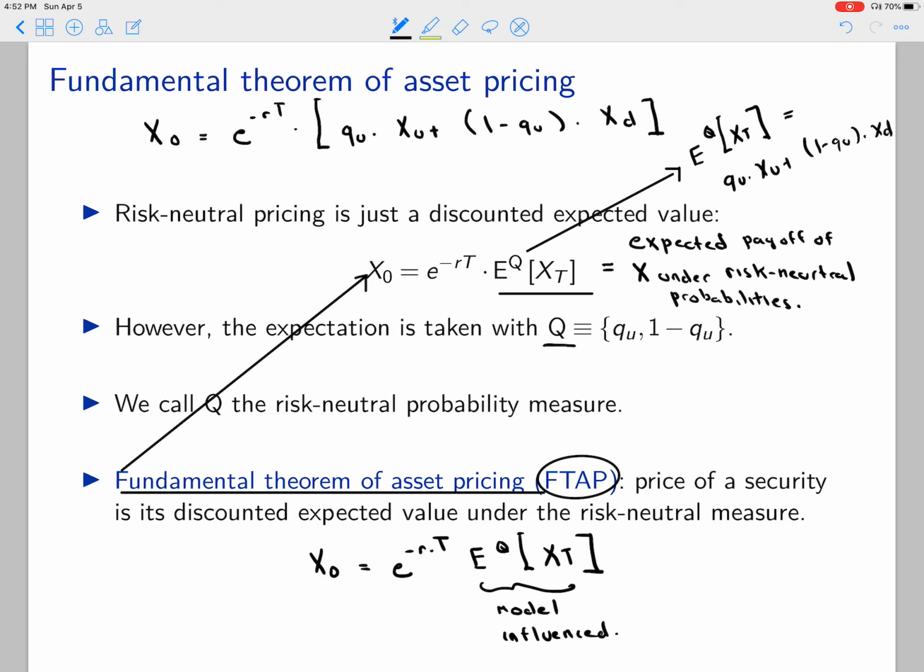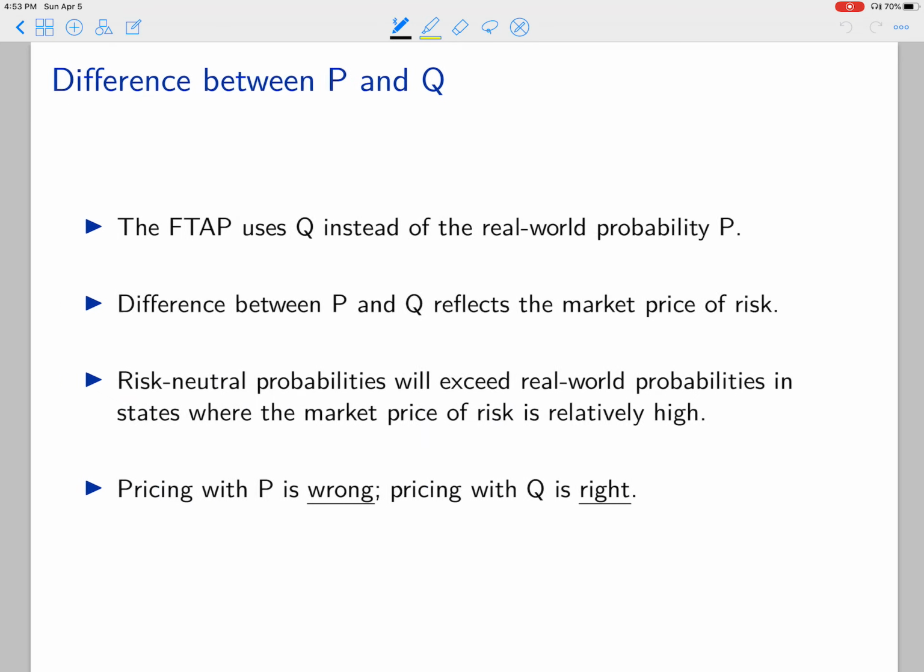The FTAP is actually the single most important result in asset pricing. The reason why it's so important is because it makes almost no assumptions other than no arbitrage. It allows us to price basically any asset using a simple formula. And even more importantly, the inputs to the formula are all observable in practice. We observe the risk-free rates. We're going to back out the risk-neutral probabilities Q from the asset prices, the U's and the D's, and we're going to know the payoffs as well. So it's going to be very easy to compute in practice, which is why it's such an important result.